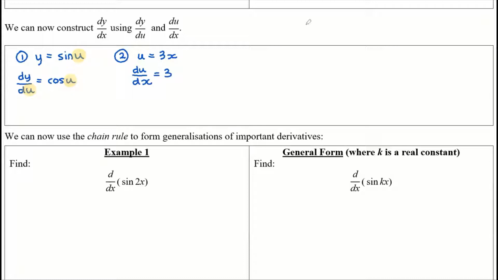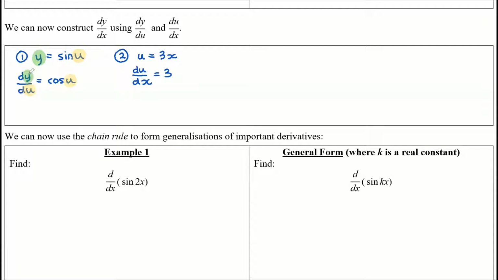Now the dependent variable is how it's written. It's the letter, if you like, that is the subject of the equation, so in this case, y. It's not always the case, we'll talk about that in later lessons, but for the moment, it's the variable that is the subject of your equation. So y equals sine u, and that appears in the numerator there. That's called the dependent variable.